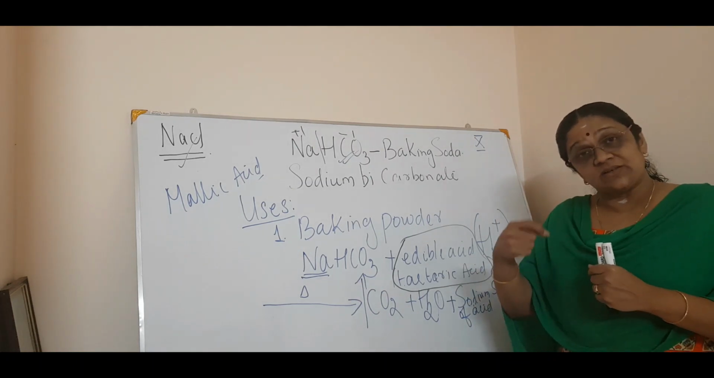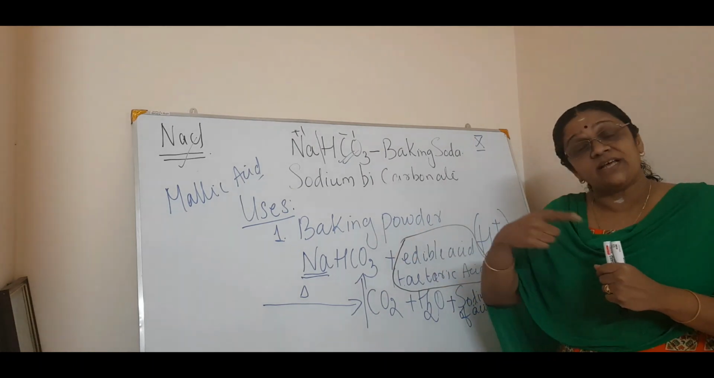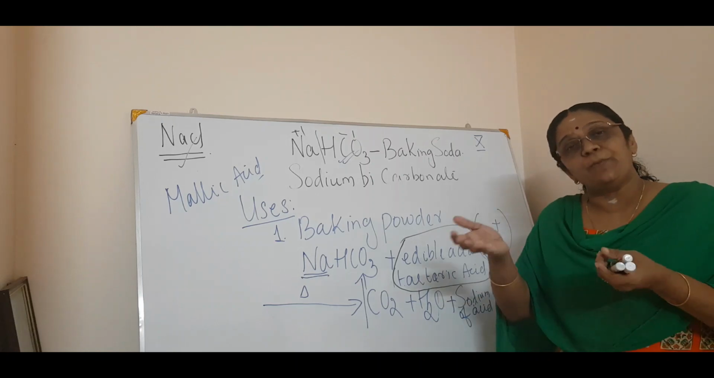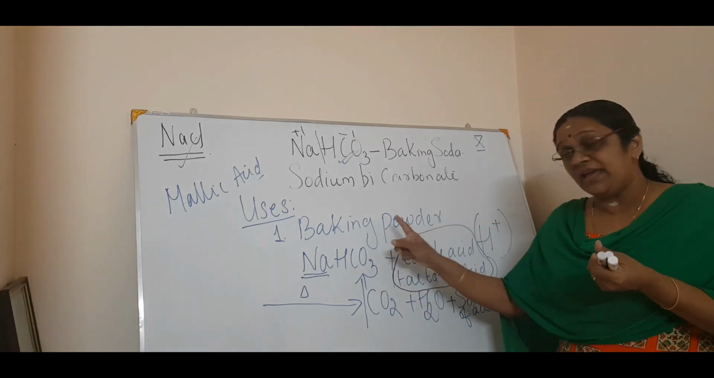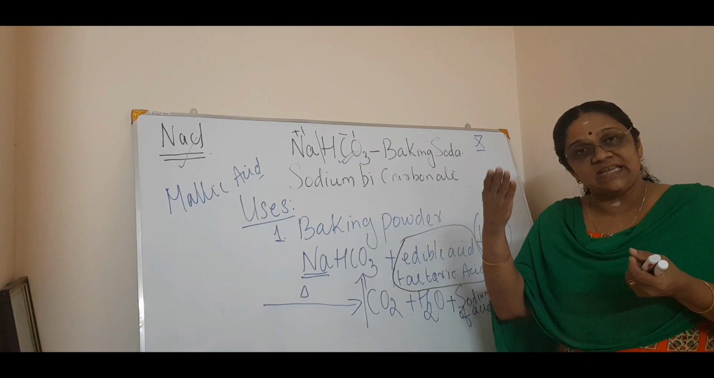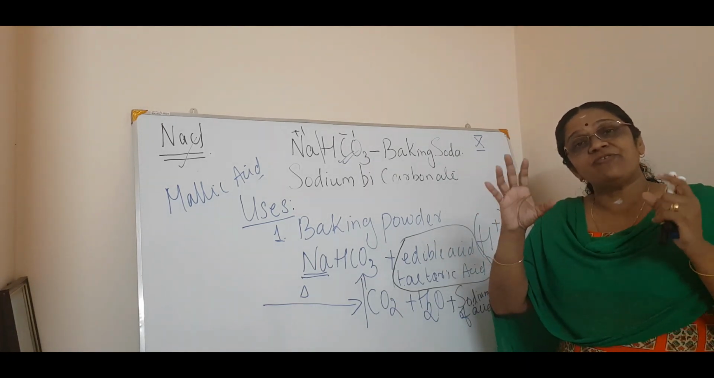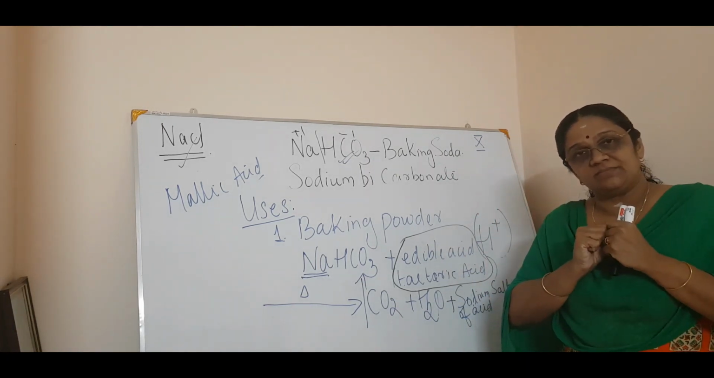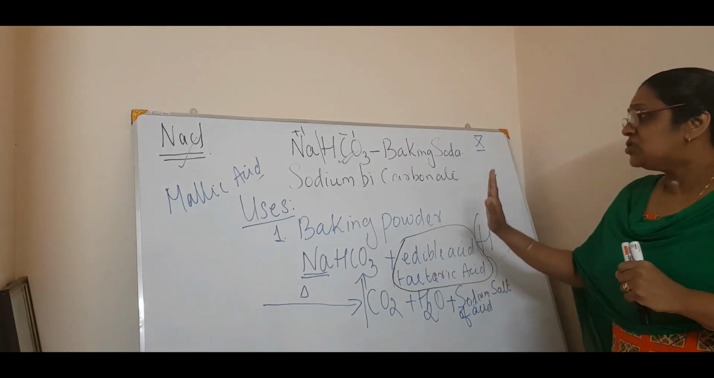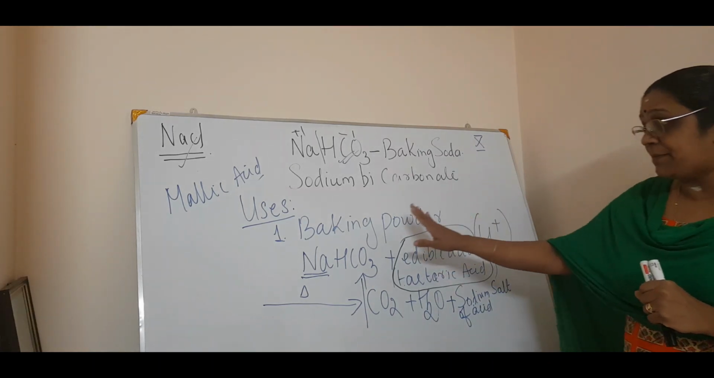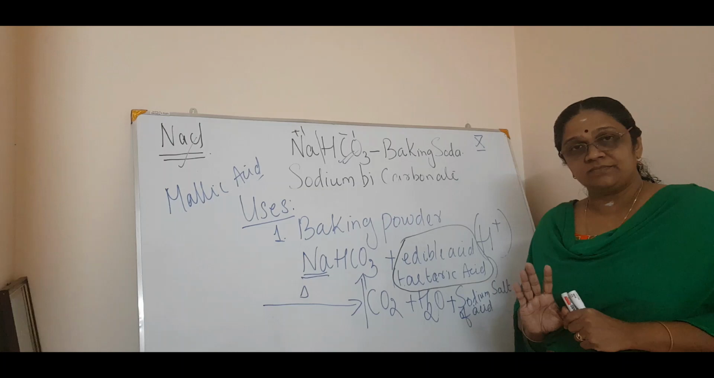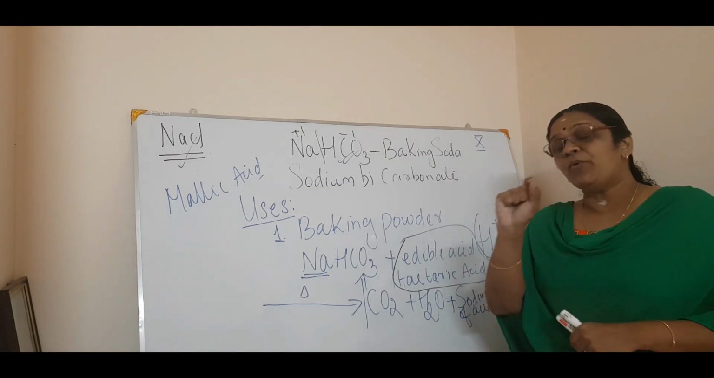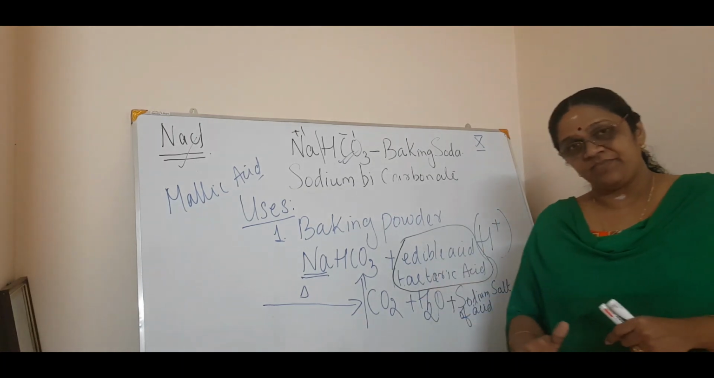That is why it is mainly used for baking purposes, and is called baking powder. When you add the baking powder, carbon dioxide is evolved, and thereby the cake gets fluffy or spongy. Correct? So that is the preparation of baking powder. Is it clear? Now, one board exam question is there in this.